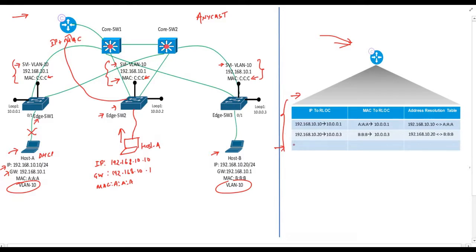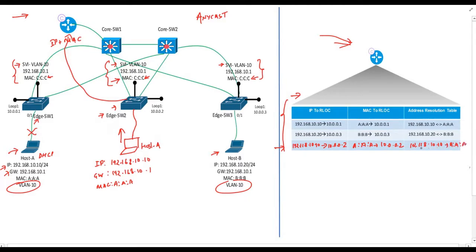In the IP to RLOC table, we write host A with IP address 192.168.10.10 is reachable over remote location 10.0.0.2. In the MAC to RLOC table, let's write MAC address A:A:A is reachable over remote location 10.0.0.2. Finally, the ARP resolution can be deduced from the first two entries. That is, 192.168.10.10 has a MAC address value of A:A:A.